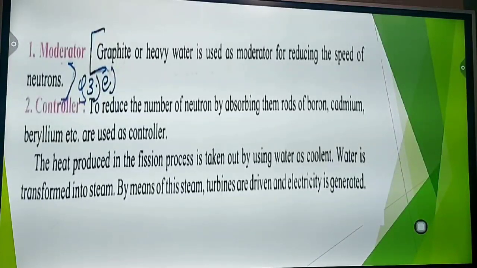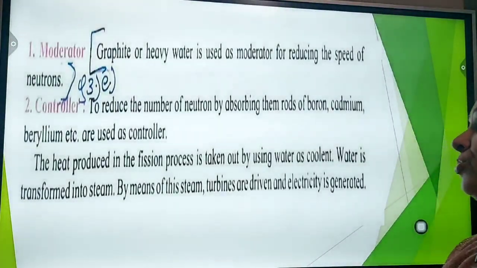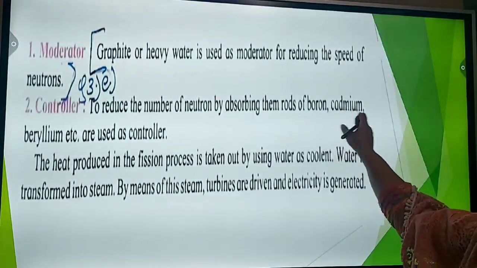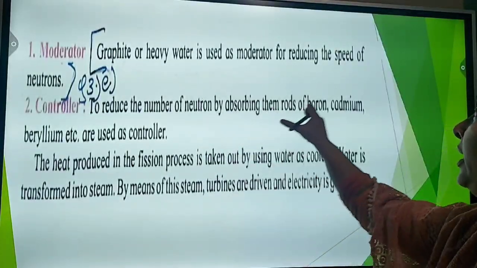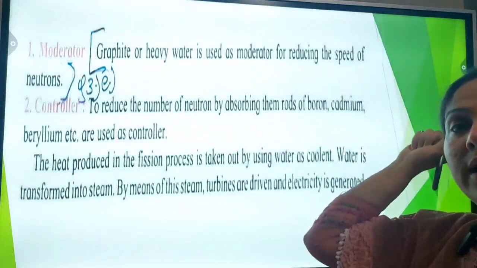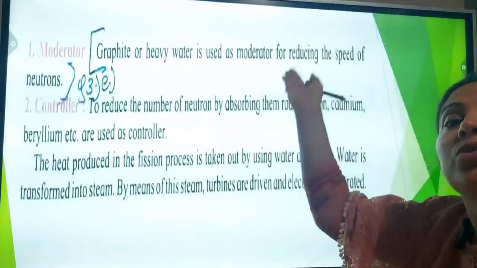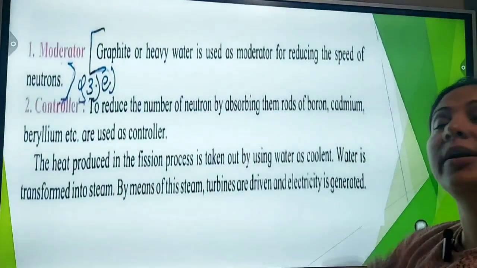What is a controller? It is used to reduce the number of neutrons by absorbing them. Rods of boron, cadmium, beryllium, etc. are used as controller. तो ये जो तीन एलिमेंट्स हैं, ये न्यूट्रॉन्स को अब्सॉर्ब कर लेते हैं, ताकि बम्बार्डमेंट न हो.